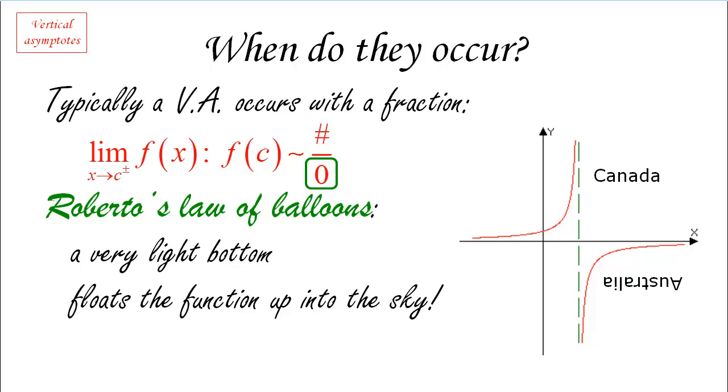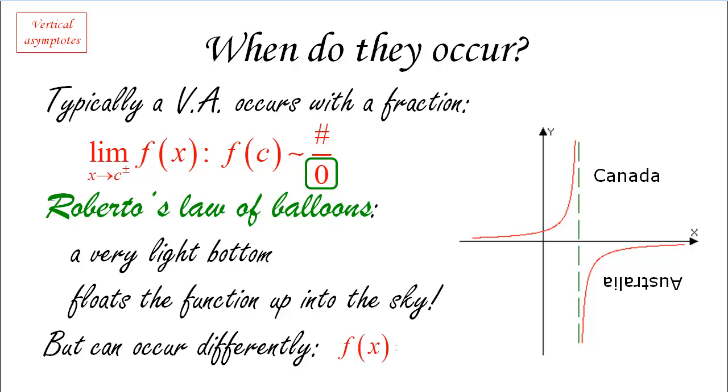The key point I'm trying to make here is that these vertical asymptotes occur very frequently with situations where you have a fraction, a finite number on top which is not 0, and a 0 in the bottom. However, they do not always occur in this way. They can occur differently. We have already seen one example of that with the function f of x equal ln x, which is not a fraction but still has a vertical asymptote, and we're going to see some more.